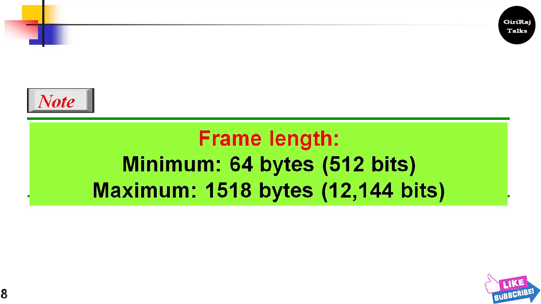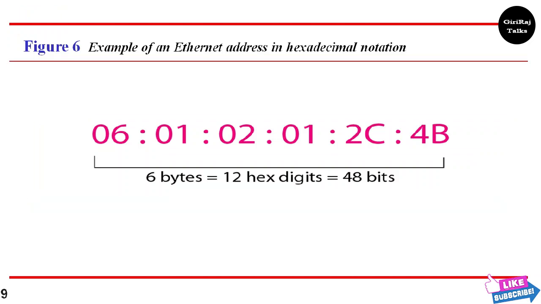The minimum frame length is 64 bytes. In the form of bits, 512 bits. The maximum frame length is 1518 bytes. In the form of bits, 12,144 bits. You just look at figure 6. On this, you can observe the addressing.